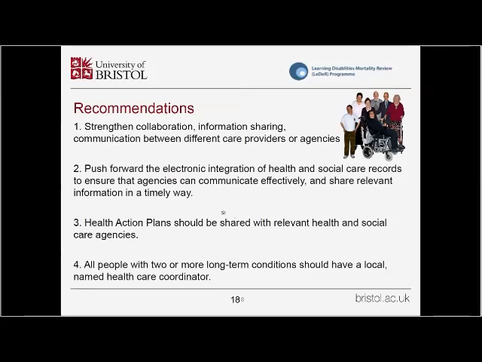We made 9 recommendations based on the completed mortality reviews to date. The first is to strengthen collaboration, information sharing and effective communication between different care providers or agencies. The second is to push forward the integration of health and social care records to ensure that agencies can communicate effectively and share relevant information in a timely way. The third is that health action plans should be shared with relevant health and social care agencies with the person's consent or as part of a best interest decision. And fourth, that all people with learning disabilities with 2 or more long-term conditions, either physical or mental, should have a local named healthcare coordinator.